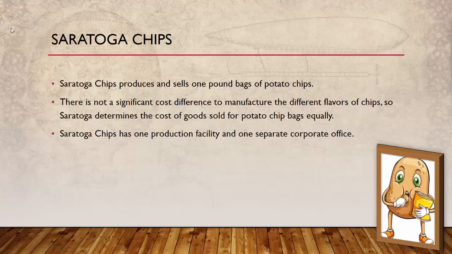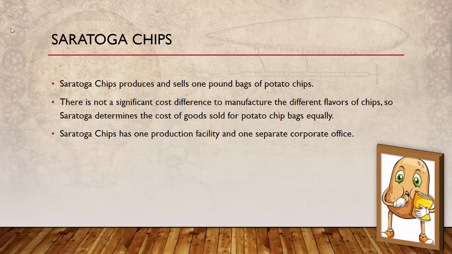The company we're going to be preparing a master budget for is called Saratoga Chips, and Saratoga Chips is going to produce and sell potato chips. They only sell one size of potato chip bag, 1 pound bags, and even though they make different flavors, there's not a significant cost difference to manufacture these different flavors. So we're going to determine our cost of goods sold for all potato chip bags equally.